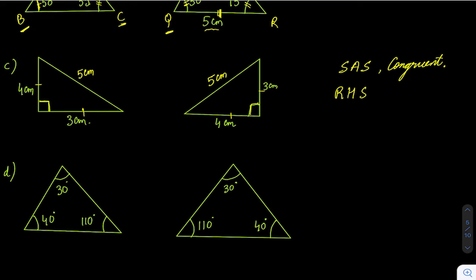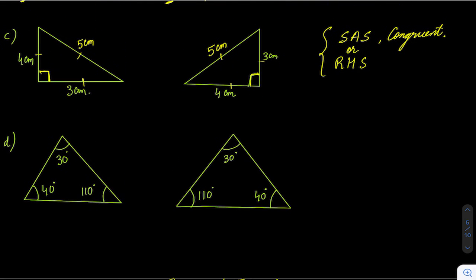Right angle, 90 degree is there, hypotenuse same, 5 and 5, and one side equal. Either you can take 3 and 3 or you can take 4 and 4. So by RHS also these two triangles are congruent. So you can use any, whichever you like.